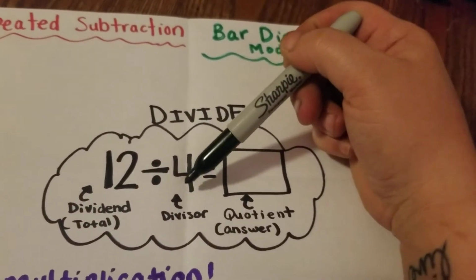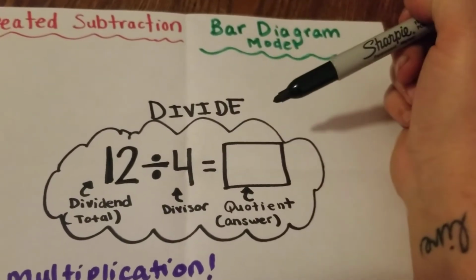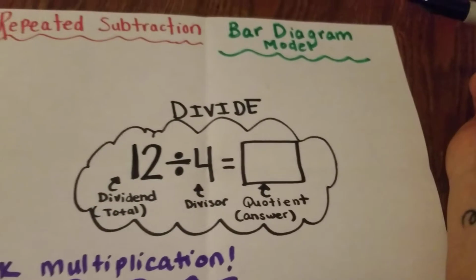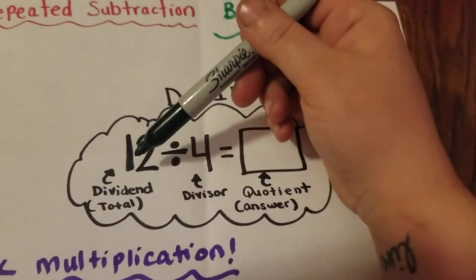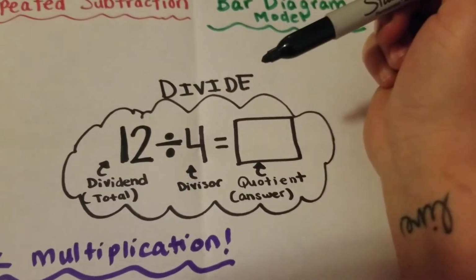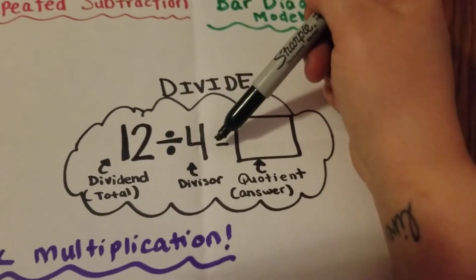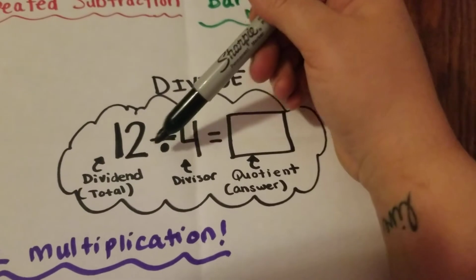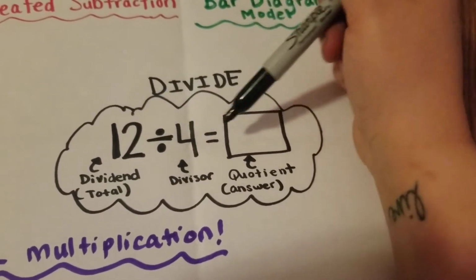You have your divisor, which is going to be the number that you're dividing by. And then your answer to a division problem is called a quotient, okay? So today we'll be taking our dividend, 12, the total. We'll be dividing it by 4, and we're going to see what the answer is, or the quotient, when we divide 12 divided by 4.